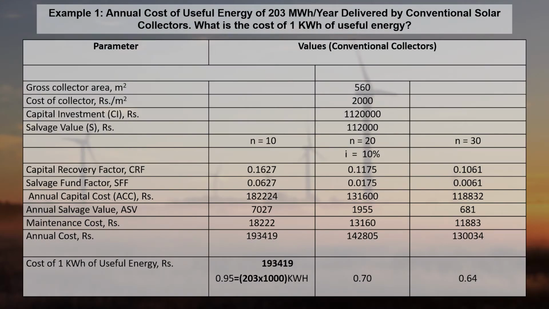After that, the cost of 1 kilowatt hour of useful energy will be calculated. It is the ratio of annual cost divided by the annual useful energy delivered. Here annual cost is 193419 and annual useful energy is 203 megawatt hour. The result is 0.95 for 10 years, 0.70 for n equal to 20 years, and 0.64 will be the cost of 1 kilowatt hour for n equal to 30 years.